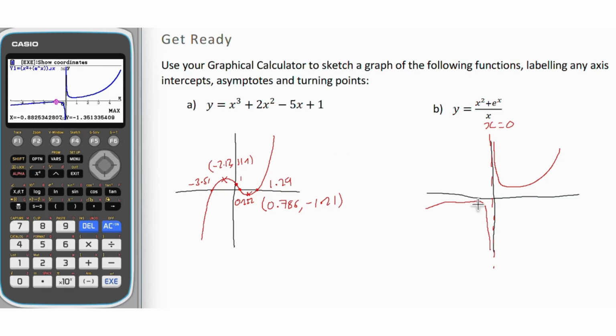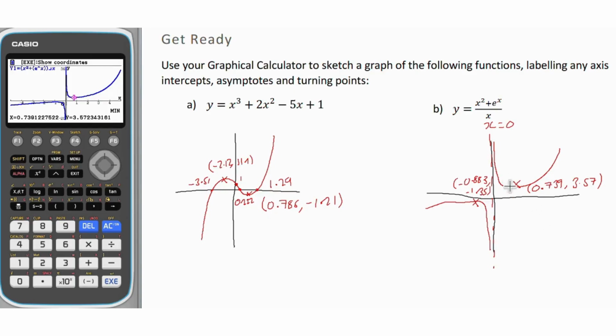Can we find a maximum? Yep, there's a maximum right there, which has coordinates minus 0.883, comma, minus 1.35. And there is also a minimum over here with coordinates 0.739, 3.57.